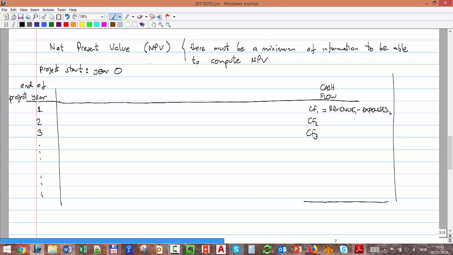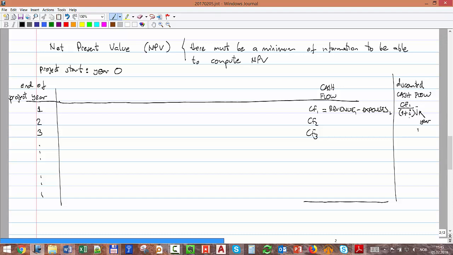Okay. And what you do is that you calculate the discounted cash flow, and that will be CF1 divided by 1 plus I, where I is the discount rate or the inflation rate, like you say, how the money changes its value with time in every year, to the power of J, which is the year.